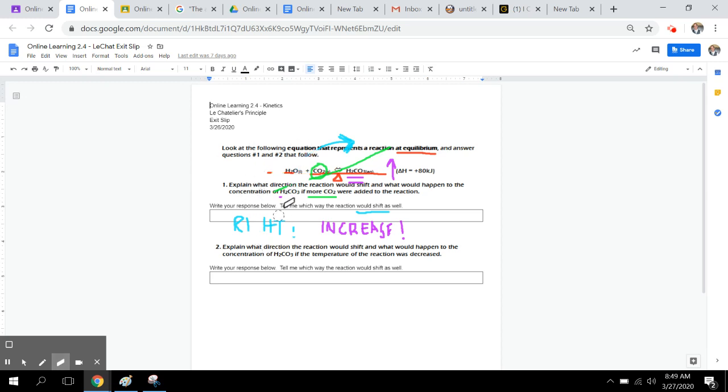All right. Now, number two is a little bit trickier. I did tell you guys that it can also ask you about heat. What happens if you increase the temperature? Sometimes they just put the heat in the equation where it belongs, but other times when it's more difficult, they put it off to the side like this, and you have to put it where it belongs.